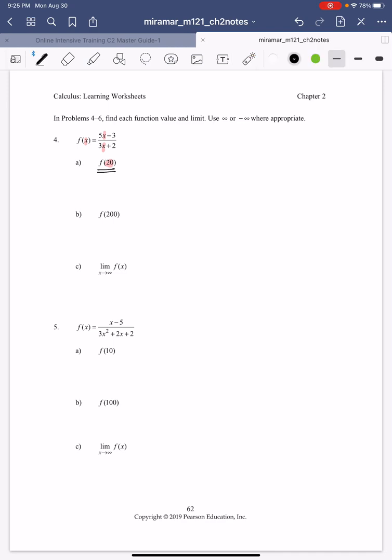So f of 20 equals 5 times 20 minus 3 divided by 3 times 20 plus 2. I'm going to get 5 times 20, that's 100, minus 3, that's 97. On the bottom, that's 60 plus 2, 62. So about 1.5645.